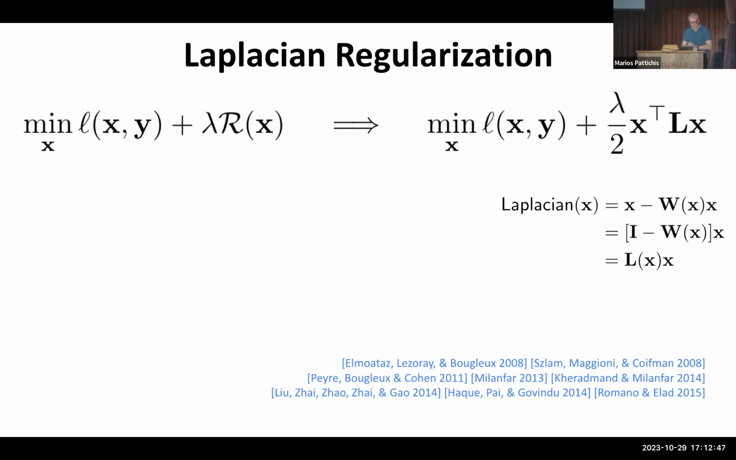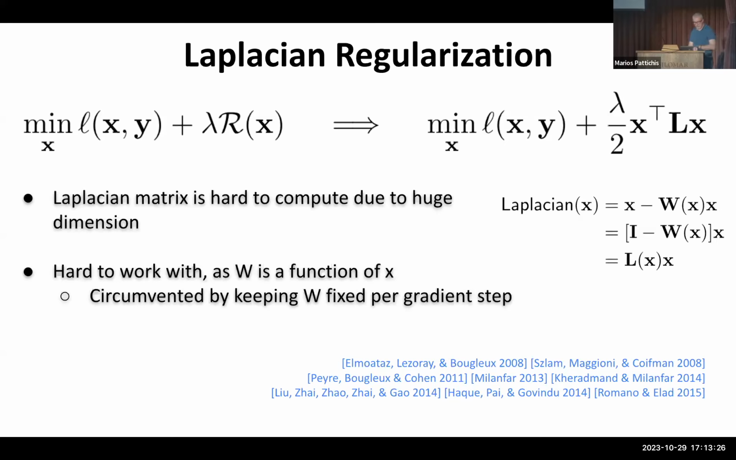Okay, so how did we get to regularization by denoising? The history is that folks were using this term, x transpose Lx, as a regularizer for quite some time, all the way back to 2008, Kheradmand and company and so on. The L that they were using was basically this identity minus W that I mentioned to you before, this pseudo-linear form. This has a couple of problems. One of them is that the Laplacian matrix is actually hard to compute because it's huge.